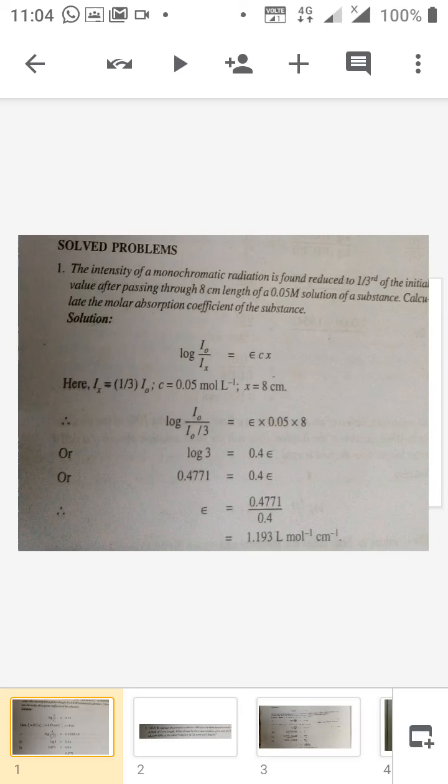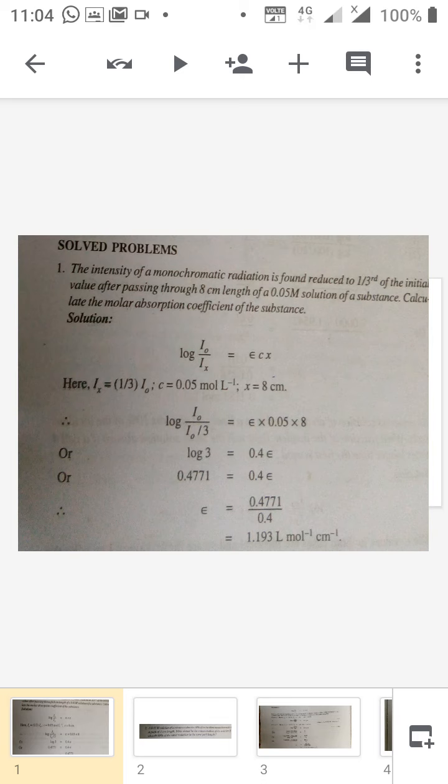Morning everybody. Next is the problems in photochemistry. First problem: the intensity of the monochromatic radiation is found to be reduced to 1/3 of the initial value after passing through 8 cm length of 0.05 molar solution of the substance. Calculate the molar absorption coefficient of the substance.